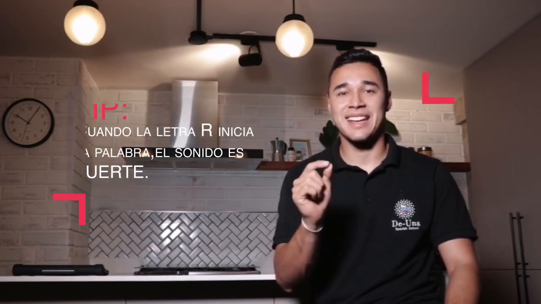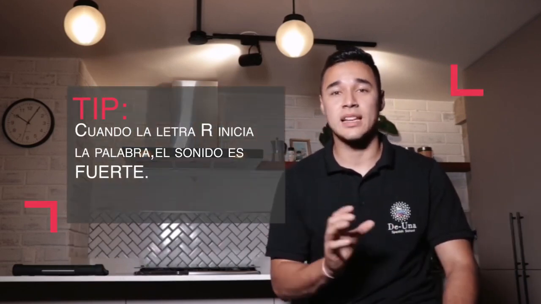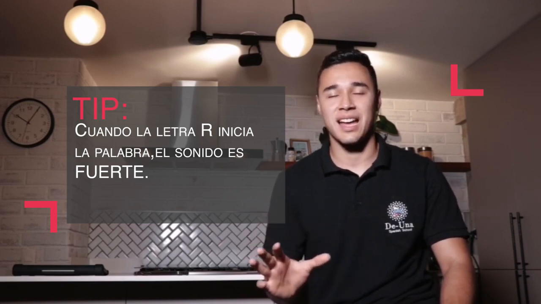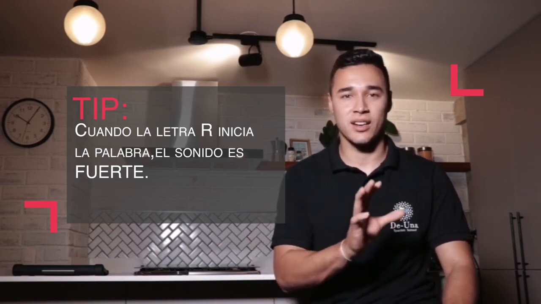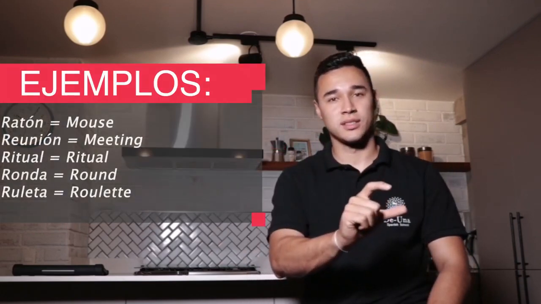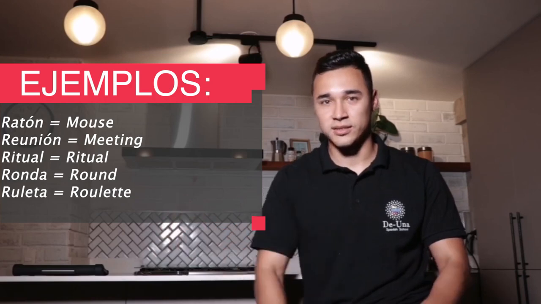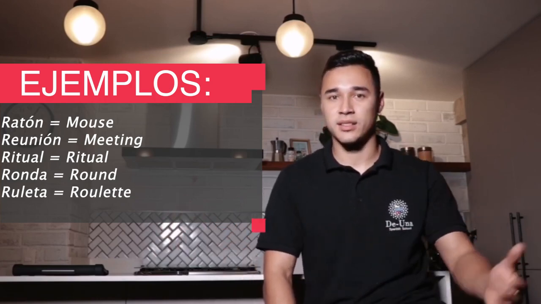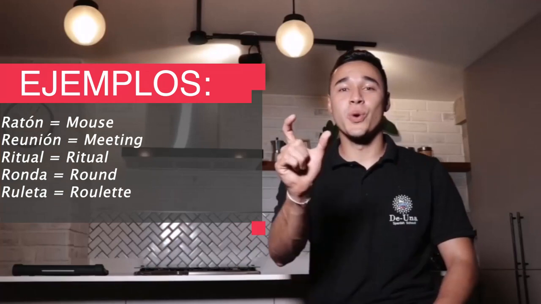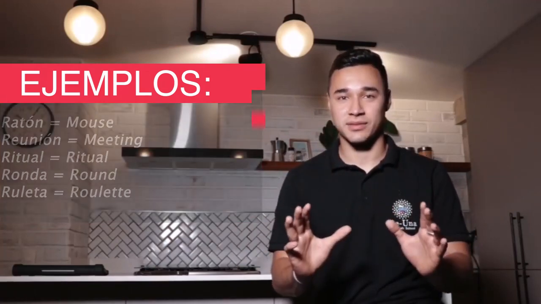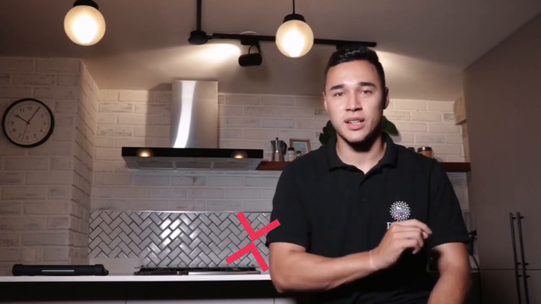Ra, re, ri, ro, ru. When this letter starts the word, the sound is stronger. Ra, re, ri, ro, ru. Some samples: ratón, reunión, ritual, ronda, ruleta. So please pay attention when this sound starts the word.